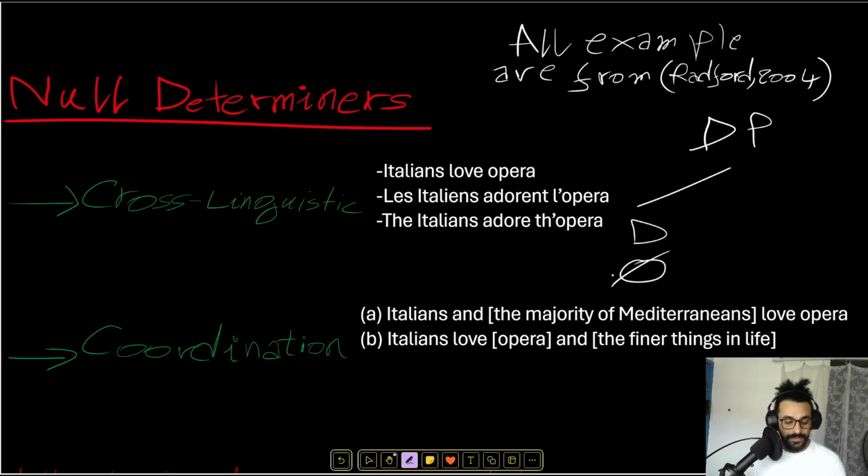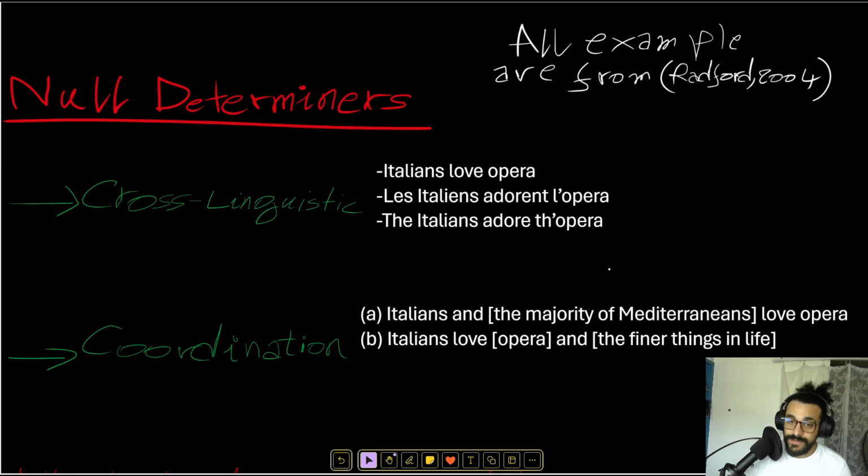Now, this null head will have certain characteristics such as grammatical features. It will have selectional features, like what does it go with, and it will also have semantic features, as we shall see. And we'll end the video by answering one of the questions I got from a subscriber, and hopefully that would clear up some confusion around the topic. Without further ado, let's get started.